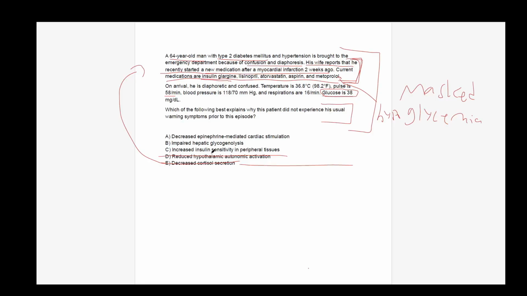C, increased insulin sensitivity in peripheral tissues. Now, this could be an answer. Okay, this could cause hypoglycemia. Increased insulin sensitivity essentially means insulin works better. So it's a very strong, potent molecule that will cause peripheral tissues to take up glucose a lot, leading to hypoglycemia. Compare this with insulin resistance, where the insulin is trash and it just doesn't work, okay?